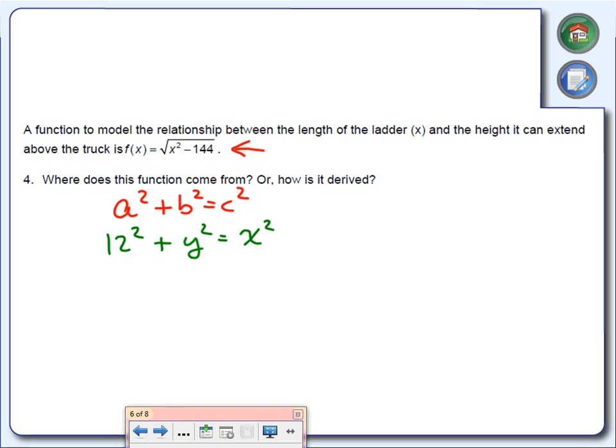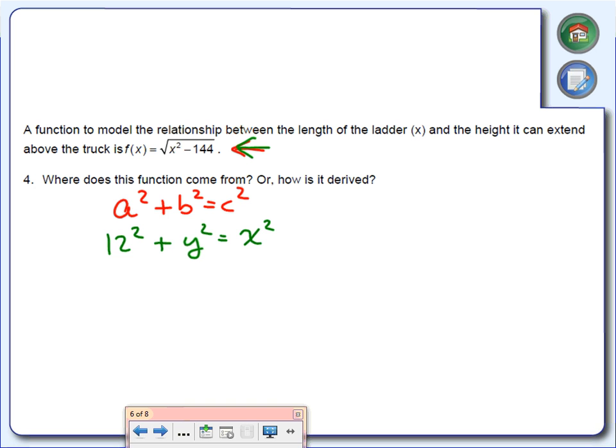So we're using a squared plus b squared equals c squared. 12 is the distance from the truck to the building. This y right here was representing the height, and x was representing the length of the extension ladder. So we're getting closer to explaining how we got from this thing to that thing right there. So let's show the work. How do we go from this to this?